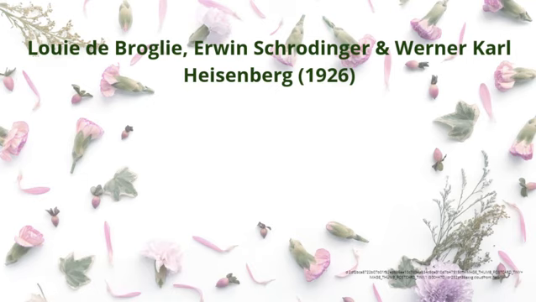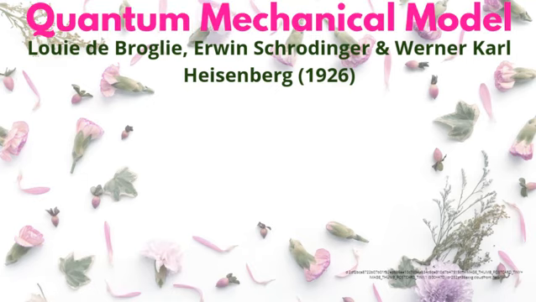And the fifth is the quantum mechanical model. In 1926, Erwin Schrödinger, an Austrian physicist, used quantum theory to write and solve mathematical equations to show the position and energy of electrons in an atom. This is called the quantum mechanical model, also called the wave mechanical model. It was developed by Louis de Broglie, Erwin Schrödinger, and Werner Karl Heisenberg in 1926.